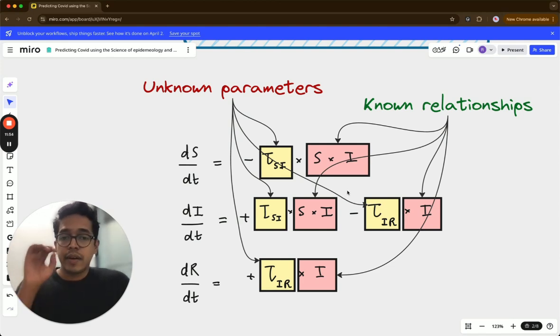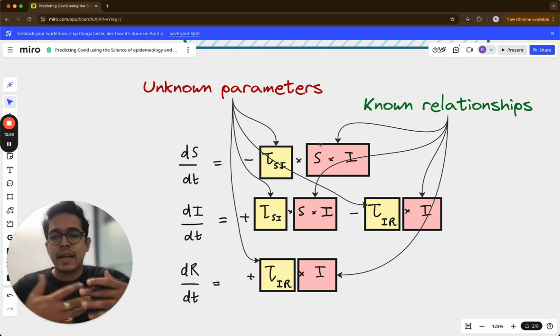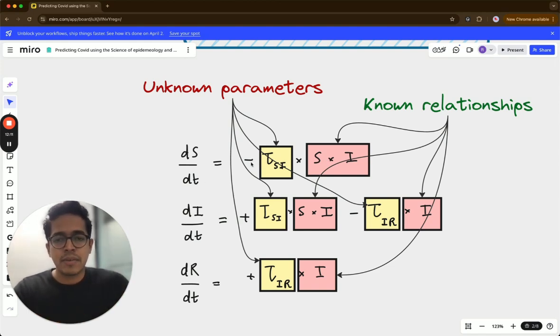Agreed. However, we still know these relationships are valid because the rate of change of the susceptible population should depend on the number of susceptible people and also the number of infected people. The more susceptible people there are, the more of them can get infected, which means dS by dt should have a negative correlation with S as well as with I. So the fact that S and I are involved in dS by dt with a negative sign, that relationship is known. Similarly, for dI by dt, we know that S and I should be involved with a positive sign.